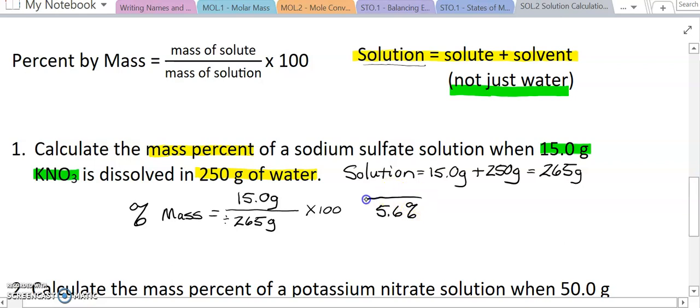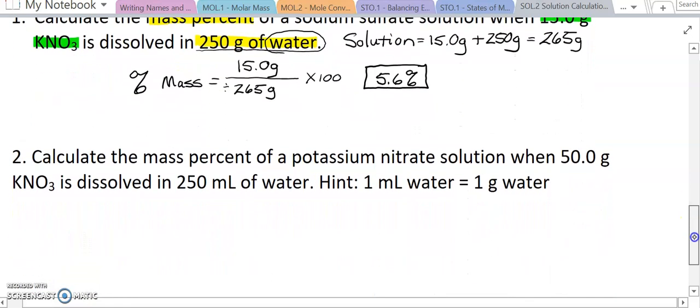So it is going to be really important that when you read your questions, you clarify: do they give you 250 grams of solution, or do they give you 250 grams of water that you have to add your solute to? So let's take a look at the second problem.